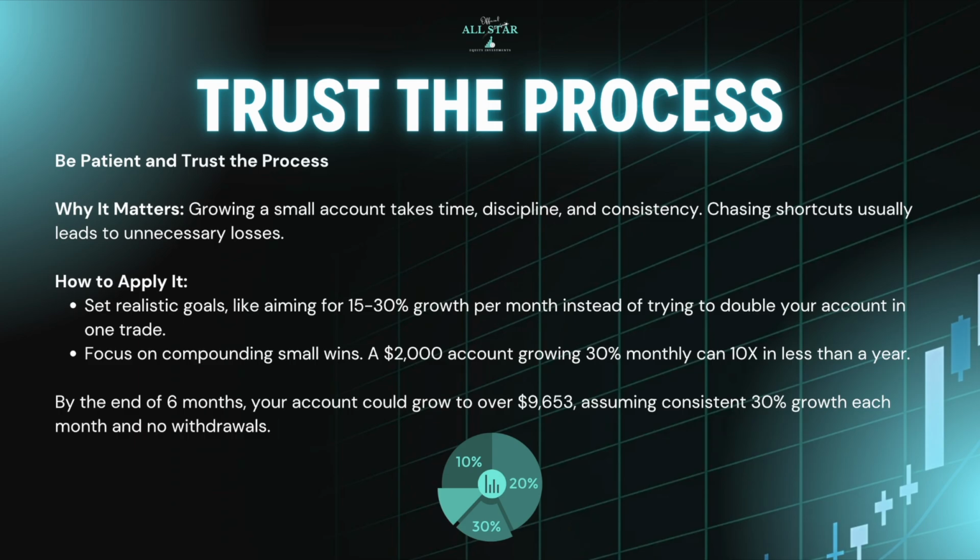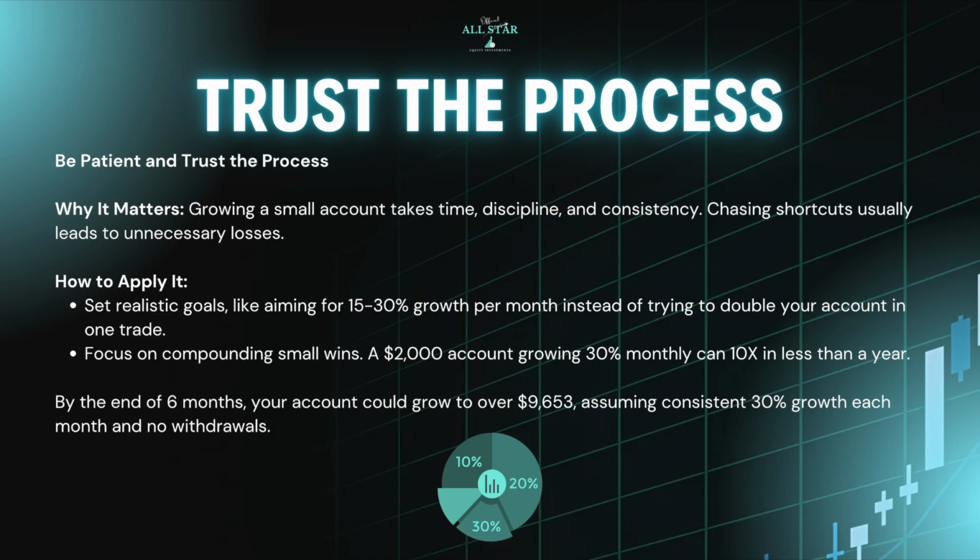So with this example, if you maintain consistent 30% growth each month for 6 months, your account could grow to over $9,500 without any withdrawing of any profits, of course. And this just illustrates the power of compounding small, consistent wins over time. And that's why it's best to trust the process and avoid impulsive decisions. Even when the market moves fast or offers tempting opportunities, again, stick to your plan and resist the urge to chase. Because small incremental steps will lead to bigger results than trying to chase shortcuts. So honestly, just let time work in your favor.